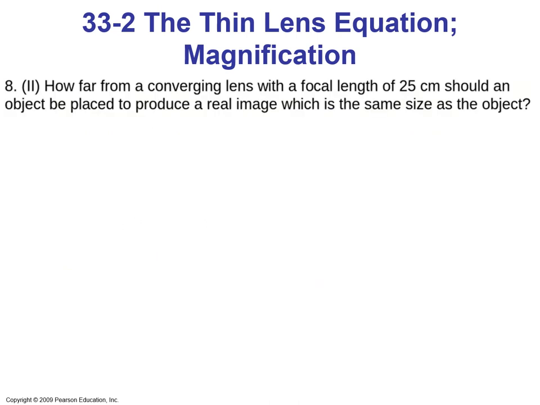Okay, let's look at problem number 4 in the book as an example. How far from a converging lens with a focal length of 25 cm should an object be placed to produce a real image which is the same size as the object?